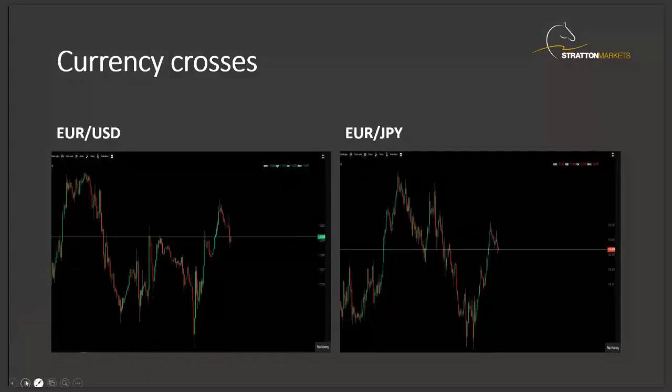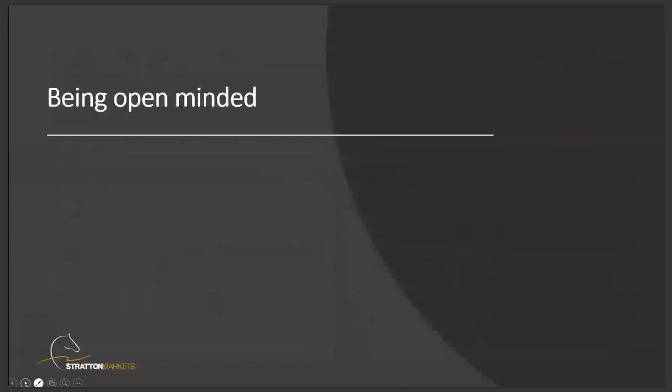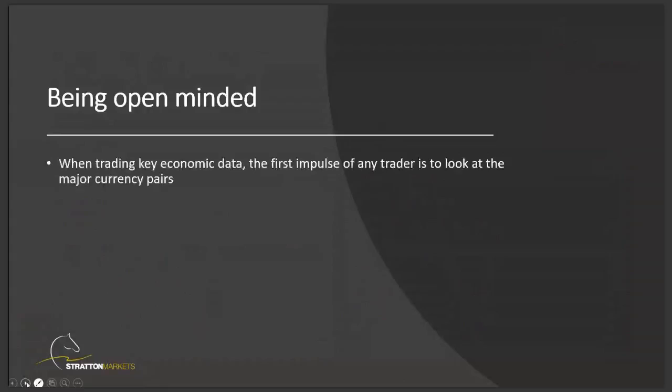Now, despite that, I do like to say, try to be open-minded, because I tend to feel that if you limit yourself to one sort of opportunity, you're missing out on other opportunities. And currency crosses can open you up to potential other opportunities. But you need to be open-minded and understand why certain things happen and why they move. For example, economic data. We have a financial calendar which is packed full of events.